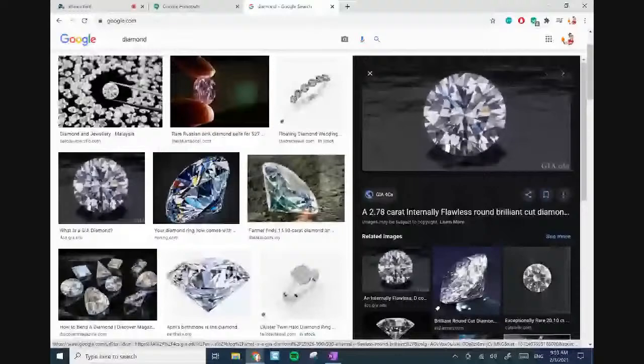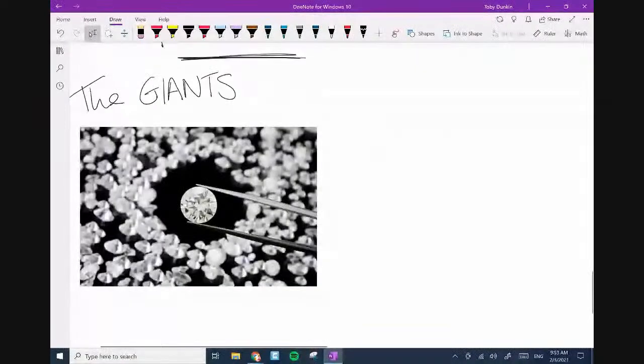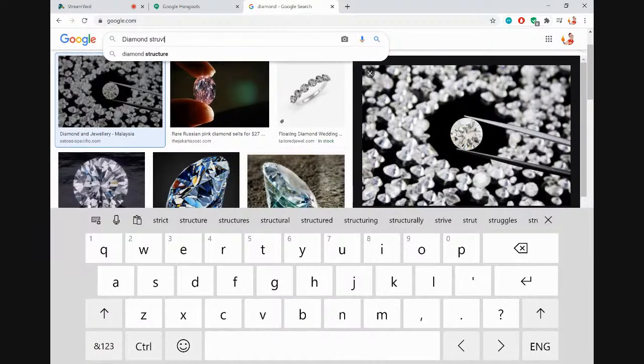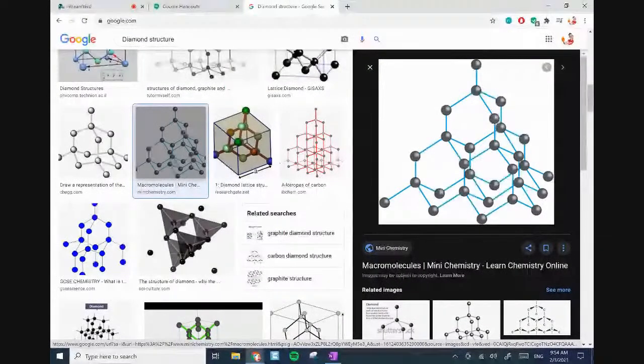Is it the diamond lattice structure? Yes. So, diamonds, if you look at their structure, number one is they are what's described as giant covalent structures. So the diamond structure is an enormous structure where all of the carbon atoms are joined to each other. It is pure carbon and all the carbon atoms are joined together in a giant structure.